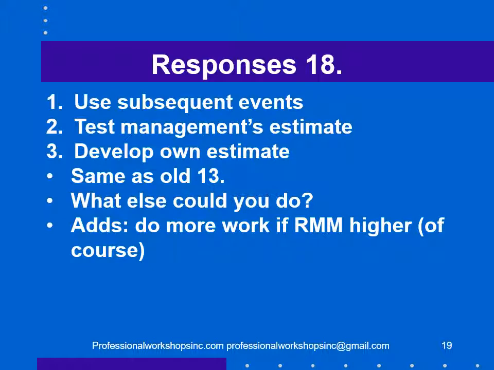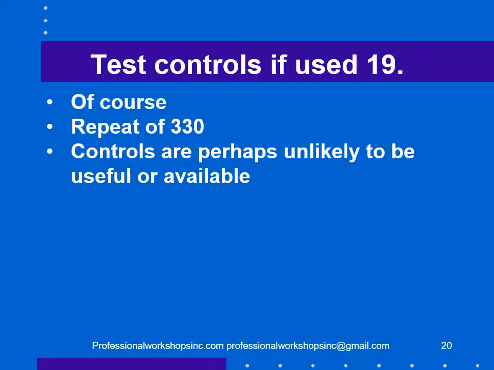The other thing that paragraph 18 now says, do more work if risk of material misstatement is higher, and of course that's what we do. Test controls, if you use them, of course, it repeats section 330. And as I said before, controls are perhaps unlikely to be useful or available.